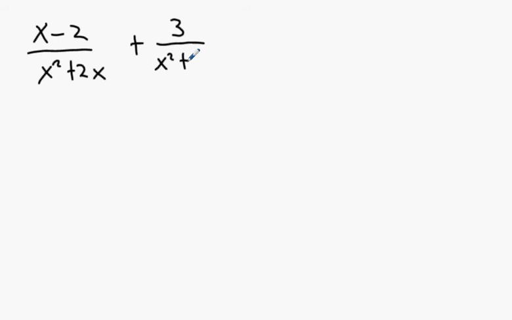Okay, question 5. We have x minus 2 into x squared plus 2x, plus 3 over x squared plus 3x, minus x plus 4, all divided by x squared plus 5x plus 6.